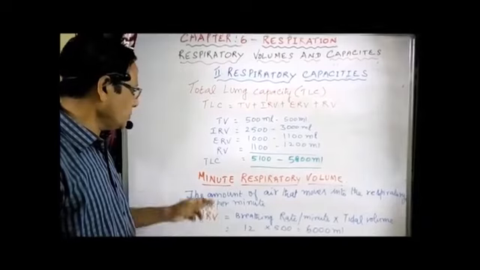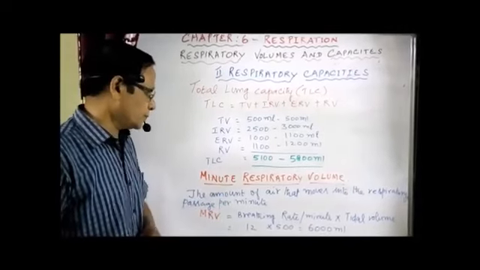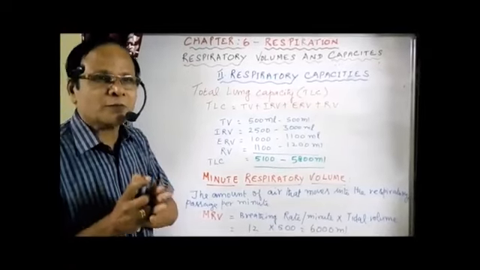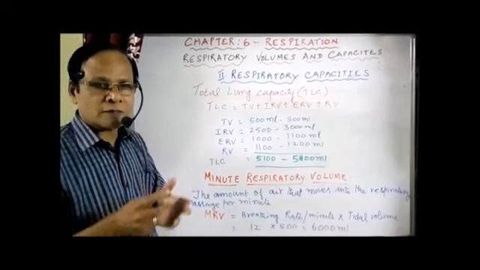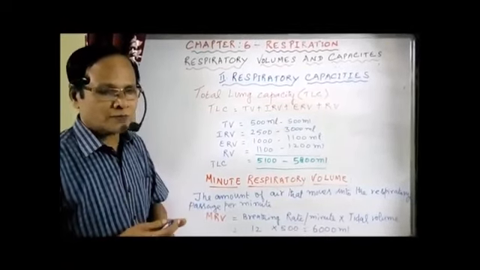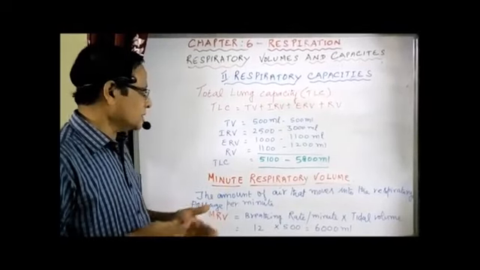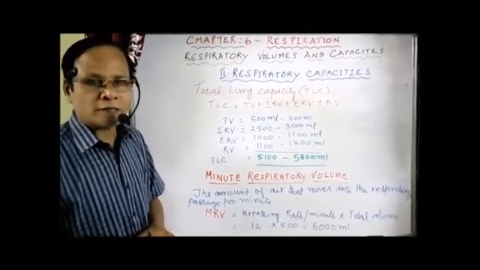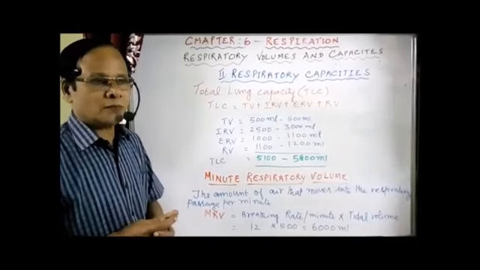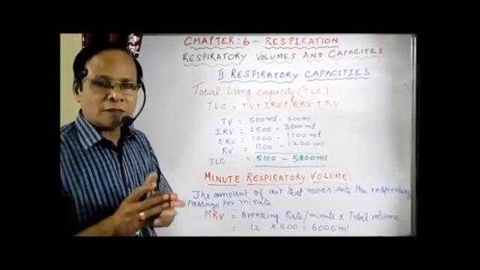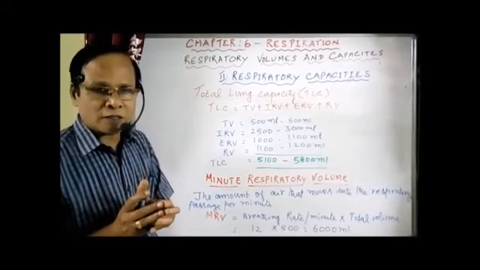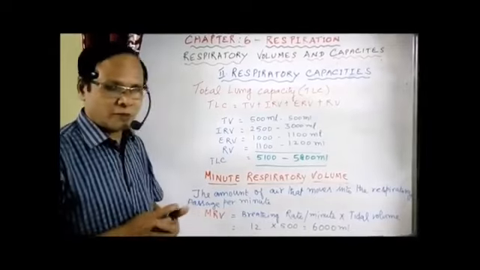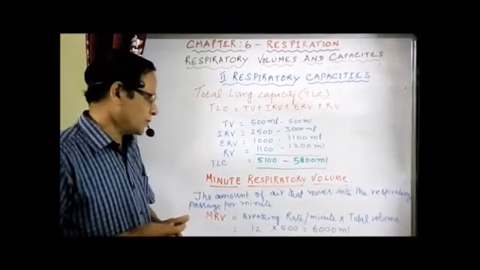Now the next one, what do you mean by minute respiratory volume? It is the amount of air that enters the respiratory passage per minute. For calculating the minute respiratory volume, we need two values: one, the tidal volume, and then the breathing rate. The ventilation rate per minute is equal to 12. This is the breathing rate, 12 per minute. We take the minimum, 12.